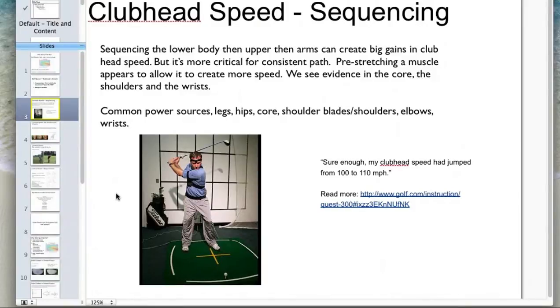Basically, we'll get into why this is so important, but sequencing of moving the lower body first, then the trunk, then the shoulders, then the arms is going to be the best way to create the greatest amount of club head speed. In addition, it does some really good things for your path and launch angle. But let's focus on just that, the body component.